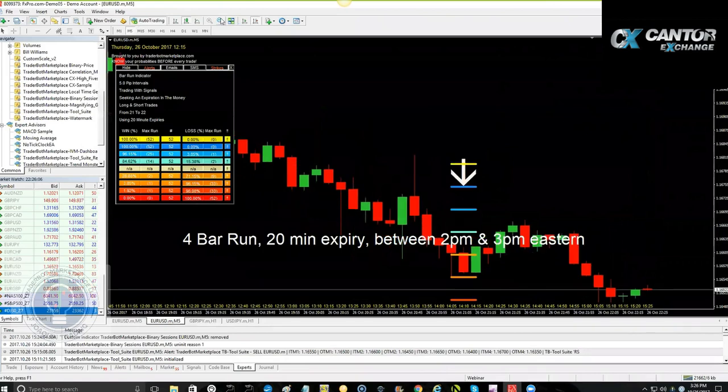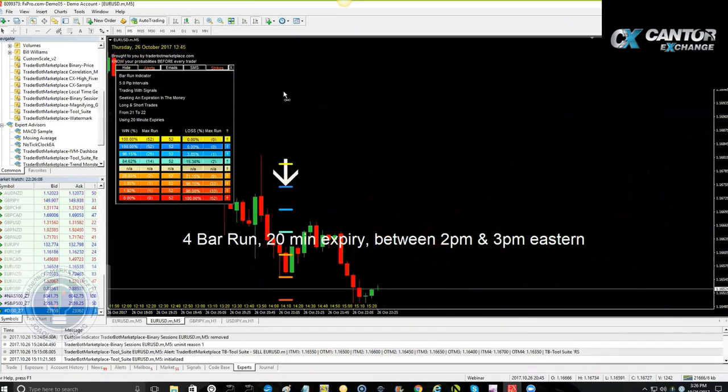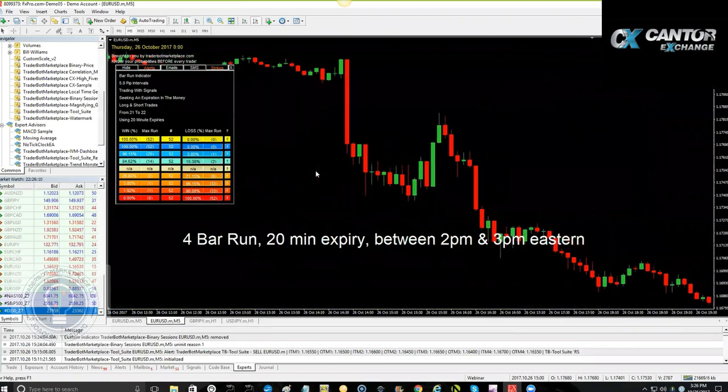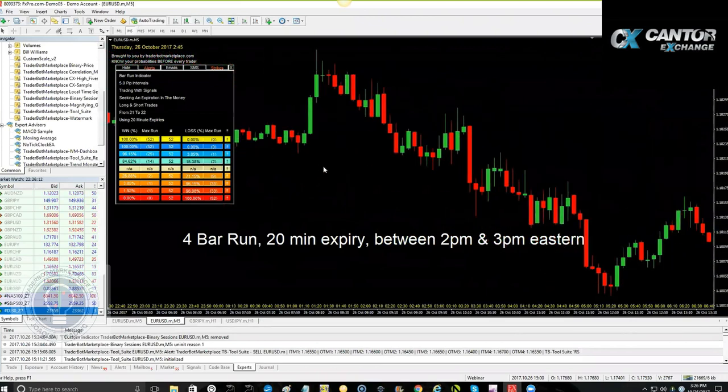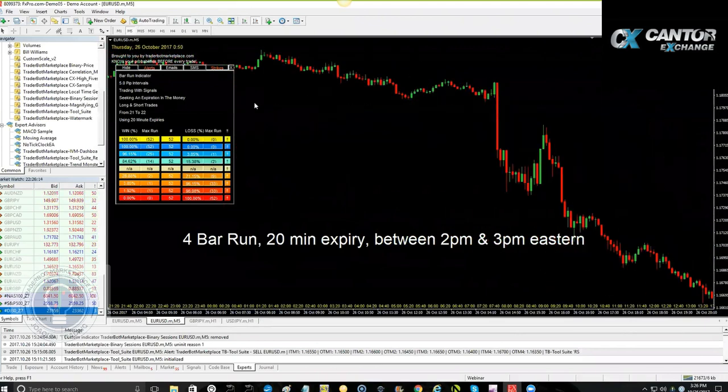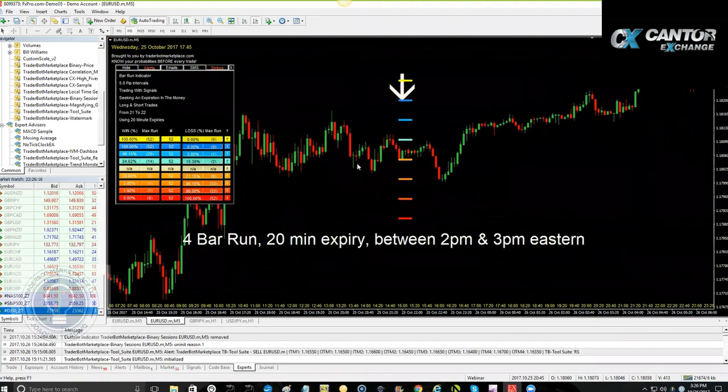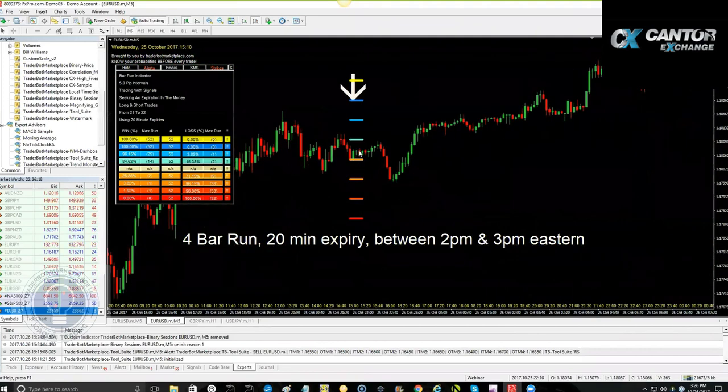Let's back up here, and we want to look at all of the past signals. Let me do this. Okay, now let's look at this signal. Was it a winner or a loser? Well, it was a winner. It closed below. There's a down arrow here. It closed below the closest available strike.